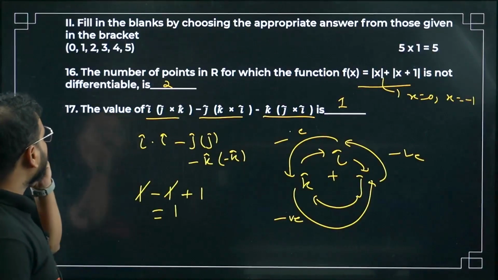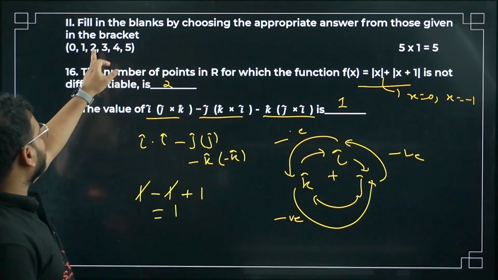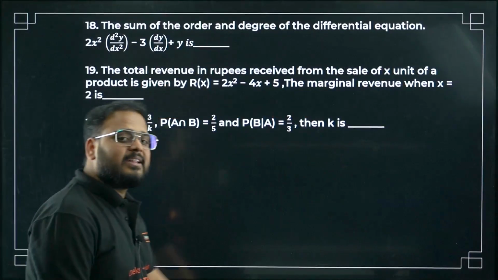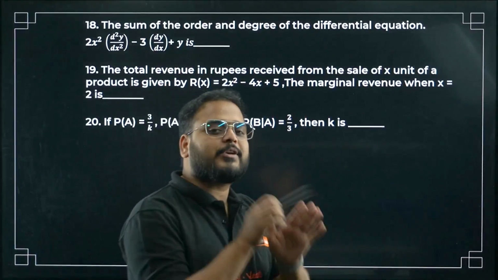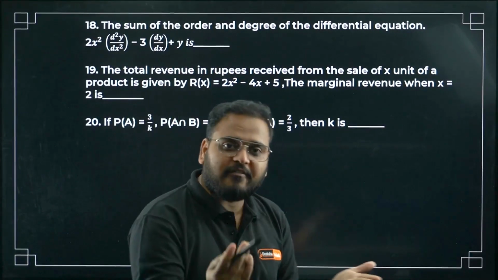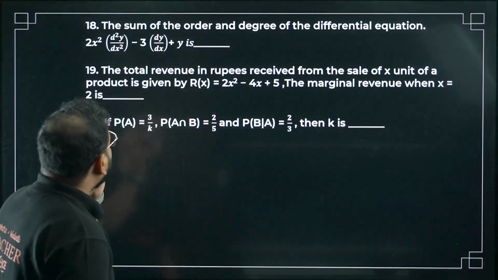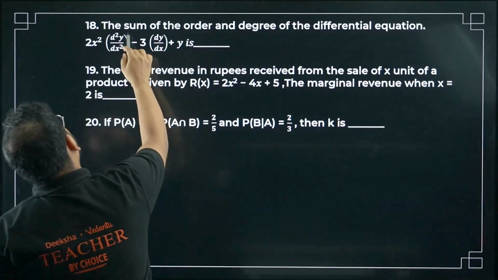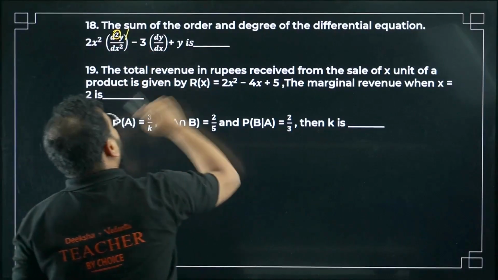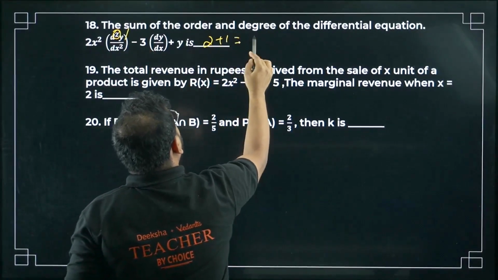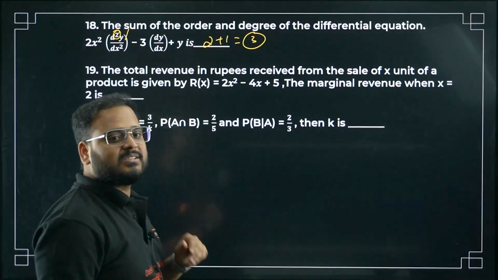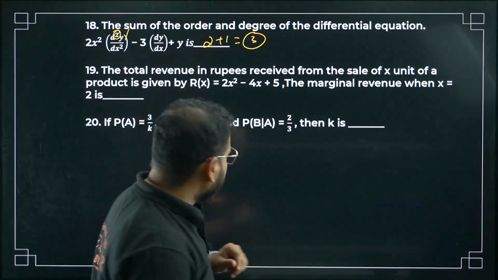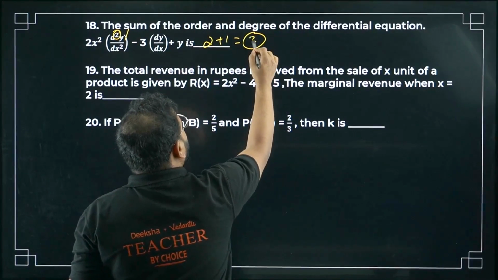So we have chosen 2 and 1 from the options given. Question number 18 now. Can a question be simpler than this? No effort, sir. Sum of order and degree. Order is 2, degree is 1. So 2 plus 1 is 3, sir. Answer is 3. Yes or no? Yes sir, answer is 3.